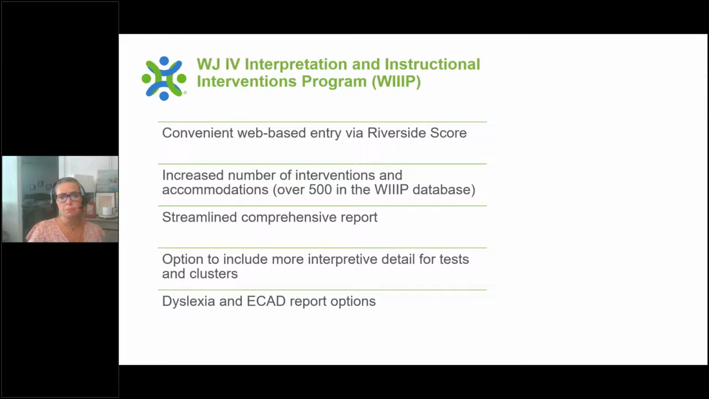So it is provided through the Riverside Score platform. There's the web-based entry via Riverside Score, and I'm going to show you a few screenshots of the program itself. There's also over 500 interventions and accommodations that are included in the WIIP database. And you have different options that you can choose to include, more interpretive details for tests and clusters. And again, it includes this dyslexia and ECAD report options as well.